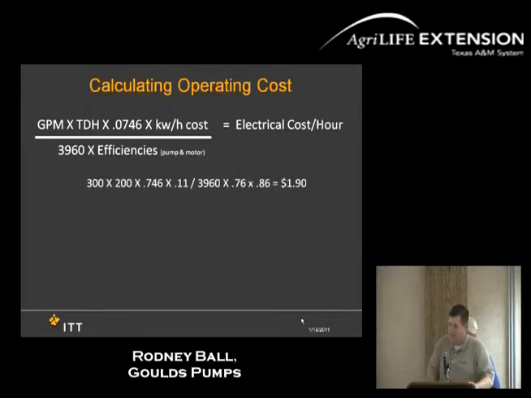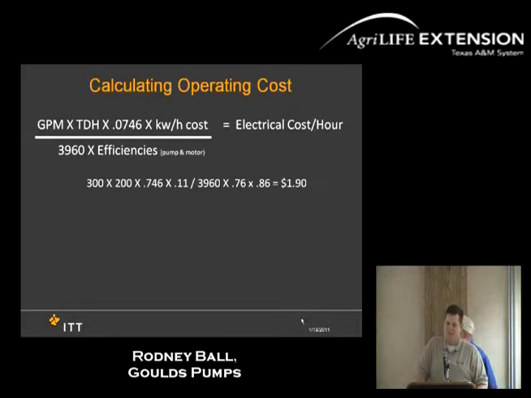There are so many different applications throughout the country, so we put a quick one together: 300 gallons a minute times 200 feet of head times 0.746 times 11 cents a kilowatt hour. I don't know what it ranges in your areas, so we put a ballpark to it, then times the efficiencies. So it's costing you $1.90 for every hour that the pump's running.